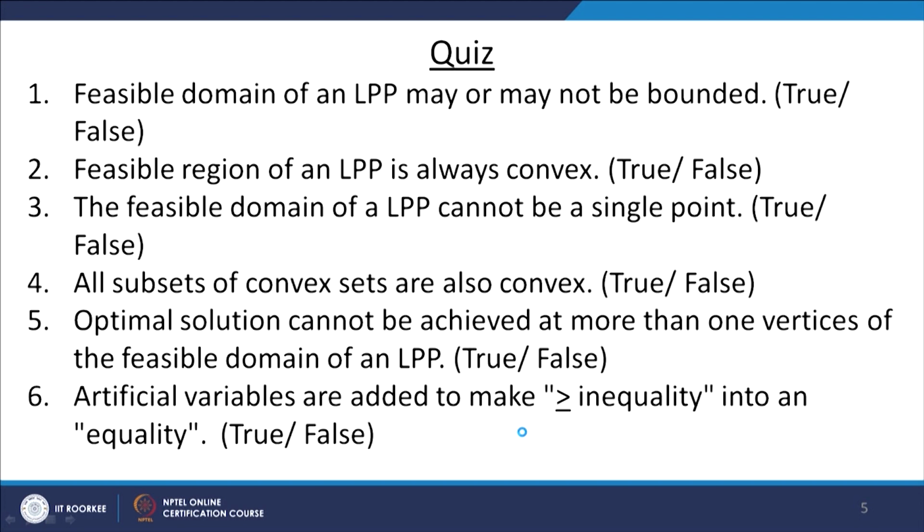Question number 2. Feasible region of an LPP is always a convex set. True or false?